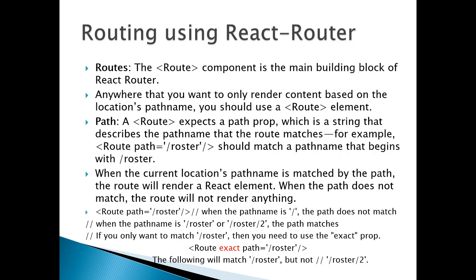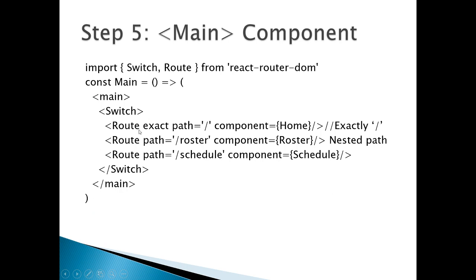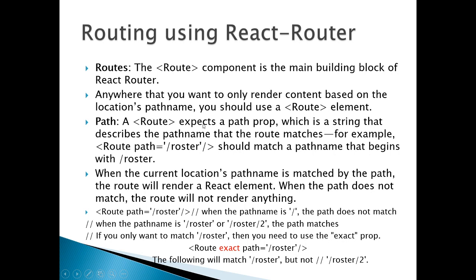Actually, the Route component is the main building block of our React router. Anywhere that you want to only render content based on the location's pathname, you should use the Route element. The second thing, you can see the path. A Route expects a path prop, which is a string that describes the pathname that the route matches. For example, /roster. It will match the path which starts with this string. You can see it searches for begins with.